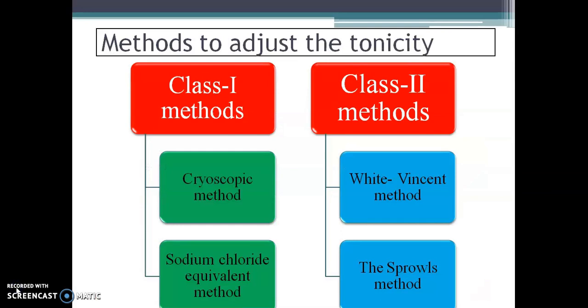Now the class 1 and class 2 methods are further classified into the following categories. The class 1 methods are categorized into two types, cryoscopic method and sodium equivalent method. In case of class 2 method, it is also divided into two types, White-Vincent method and Sproul method.